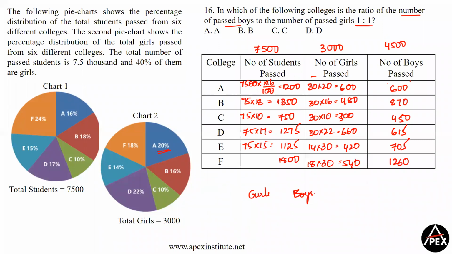So we have the total number of students passed from each college, total number of girls passed, and total number of boys passed. Okay. Now in 16, in which of the following colleges is the ratio of boys passed to the number of girls passed 1:1? Or I can say that we need to find the college in which the number of girls passed is equal to number of boys passed. So it is college A, 600 and 600, isn't it? So the answer for the first question should be A.